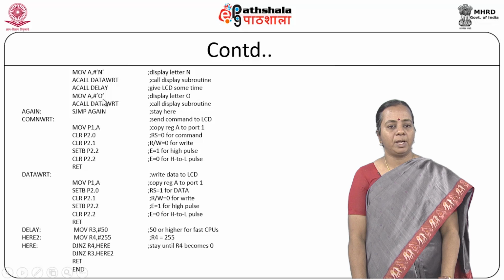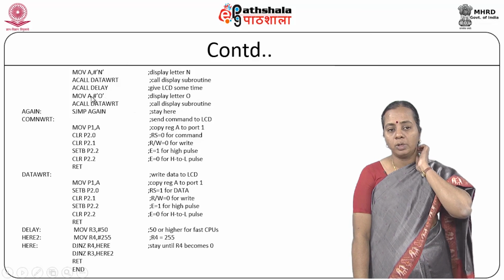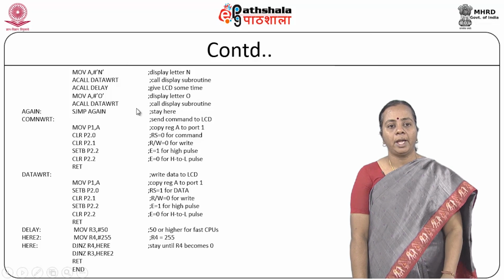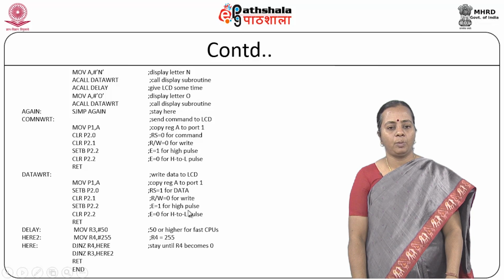After that, A becomes O. Already I moved n, and the cursor position goes to the next position. Now the cursor is displaying O. Now, A call data write. There again the whole thing is getting called. So, now I will be sending the data, making RS equal to 1, making write equal to 0, and E equal to 1 and 0, a high to low pulse. Again I am calling a delay, so that this particular character gets written over there.